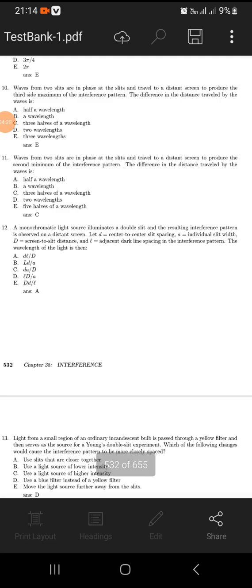These questions are the same. You should always choose 3 wavelengths for a maximum, and 3 halves of a wavelength for a minimum.